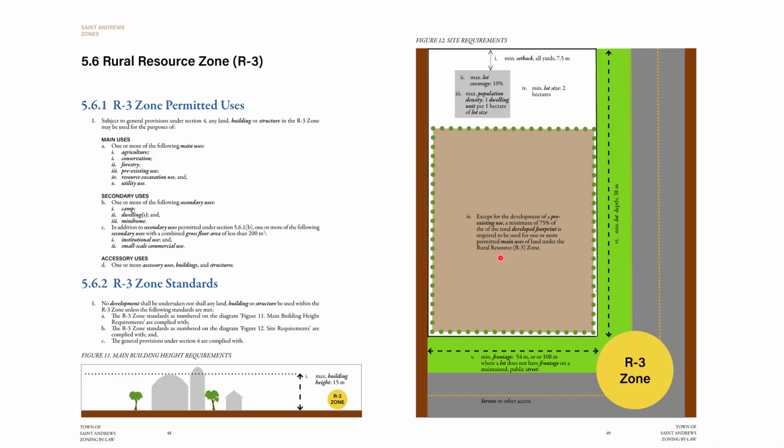And this here talks about how a main use does need to be 75% of the lot area, but again, where you have conservation, fairly easy to meet that, or even forestry. And lots of folks are moving to areas like this and engaging in these activities. So it's actually fairly easy to get a building permit for your dwelling here as long as you're engaging in one of those main uses.